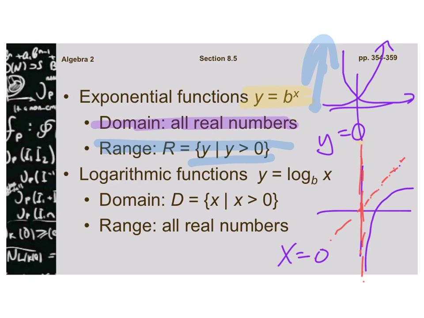But that means that my range is now all real, but my domain is the one being restricted. So my range is all real numbers because it gets to everything in both directions. But my domain now is restricted to being greater than 0. So domain and range have flipped. This is another indicator that these are inverse functions.